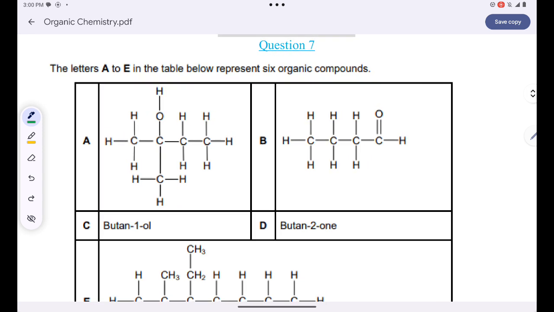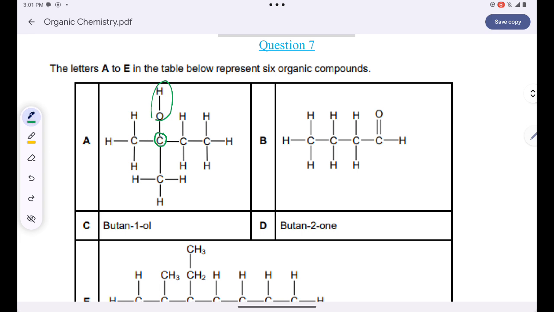Let me go to compound A. Compound A, I'm dealing with an alcohol. How do I know it's an alcohol? Because I have the hydroxyl group. So what kind of an alcohol is this one? This is a tertiary alcohol. Why? Because the carbon which has the hydroxyl group is bonded to 3 other carbons: 1, 2, and 3. So I'm dealing with a tertiary alcohol.